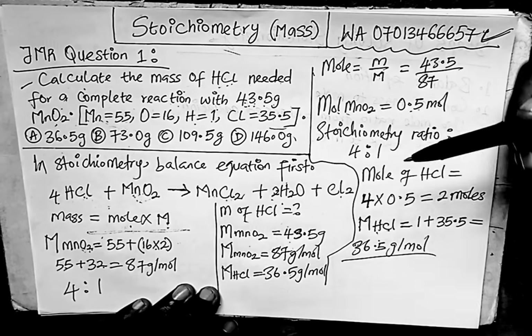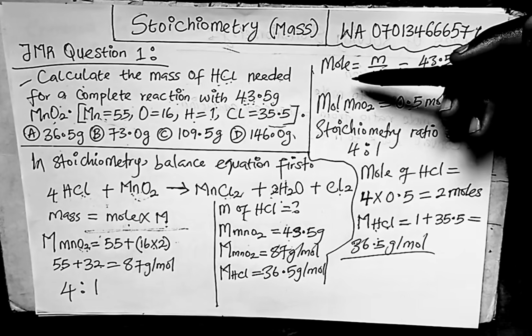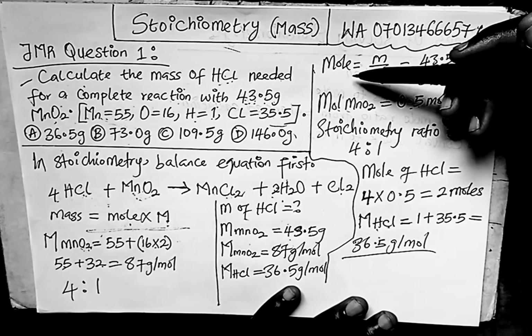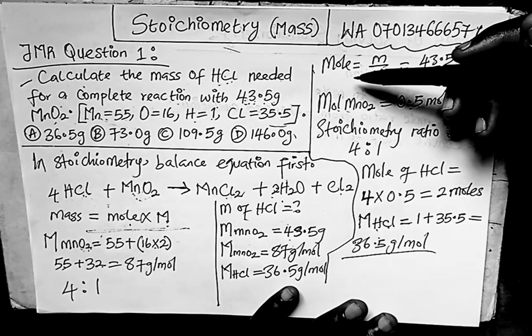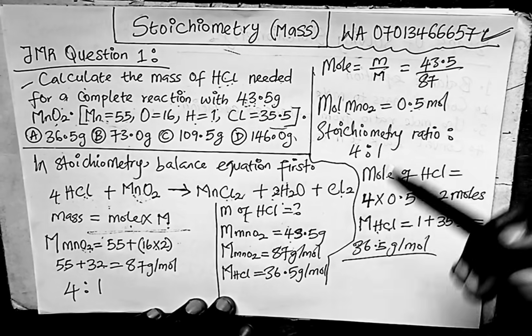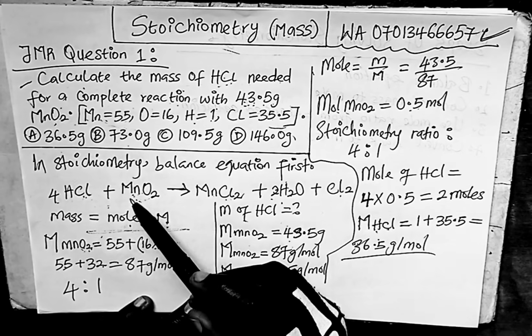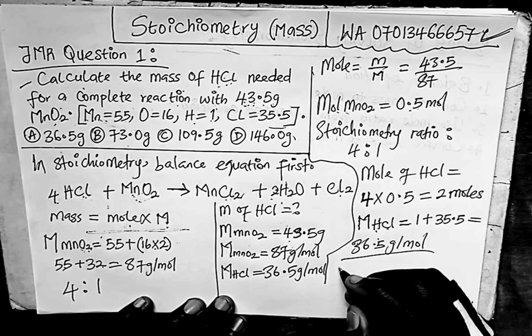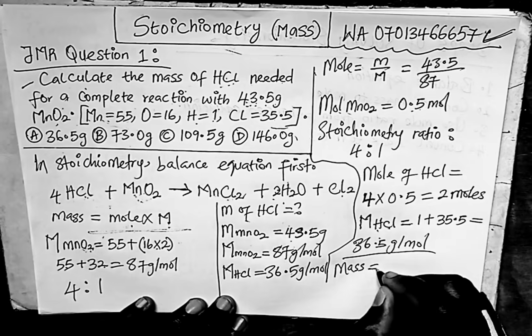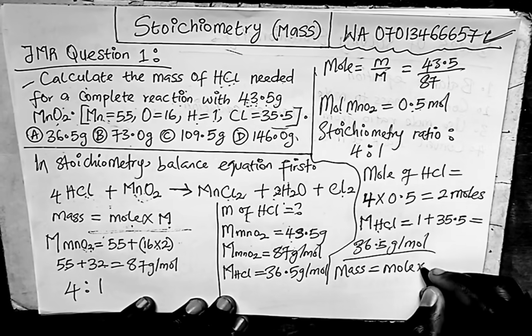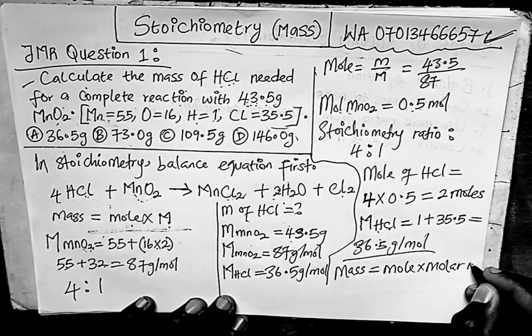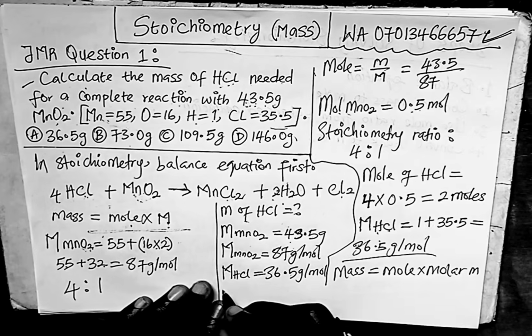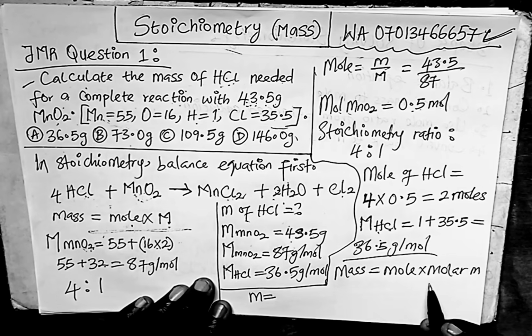All right, so what next are we doing? Since we have gotten the molar mass of both of them, we have also gotten the masses of manganese dioxide. Now is the time to calculate the mass of HCl, which is the mass of hydrochloric acid. How do we calculate that? What's the formula for mass? Mass is equal to mole times what? Molar mass. All right, so mass is equal to mole times molar mass.